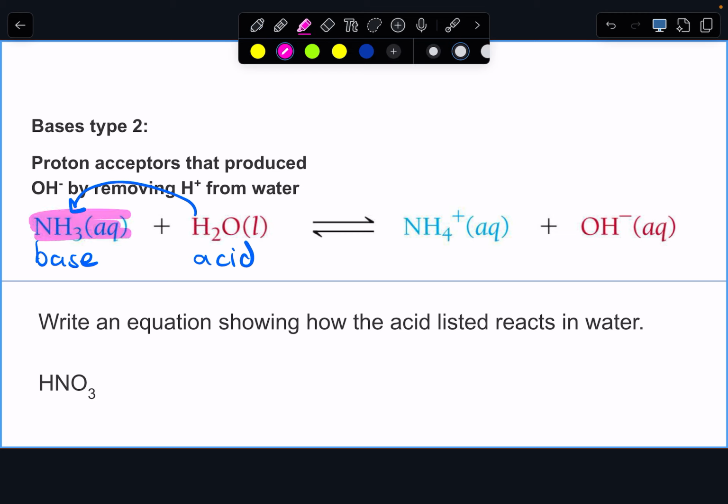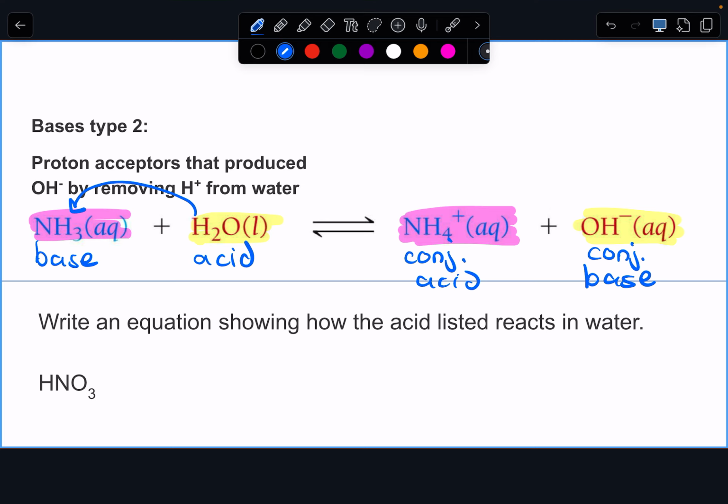So that NH3 turns into NH4 with a positive charge because the water didn't bring its electron with it. And the water turned into OH minus because it left its electrons behind. And we can go ahead and label those as well. The NH4+ would be the conjugate acid, and maybe we'll talk about why here. And OH minus would be the conjugate base.